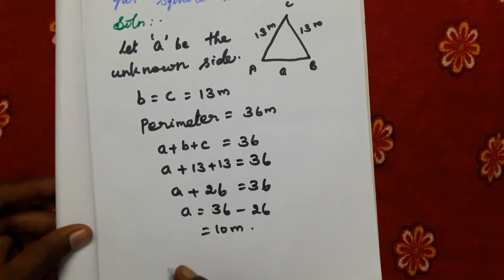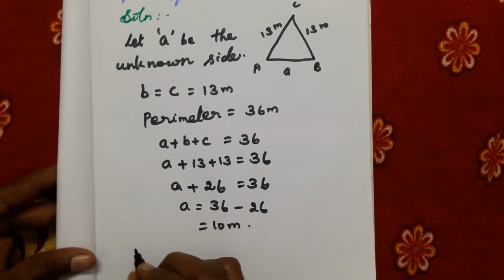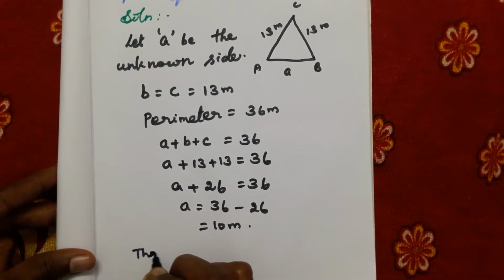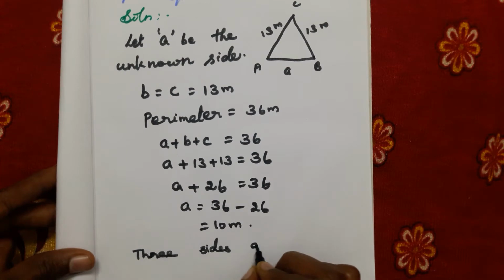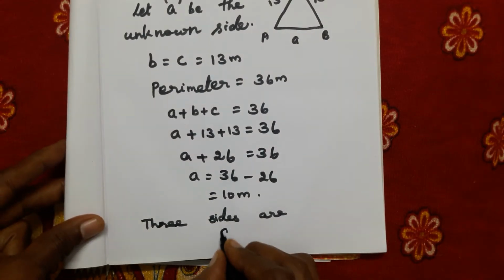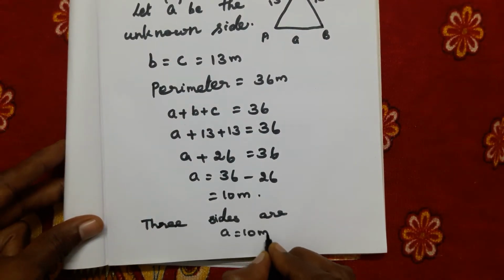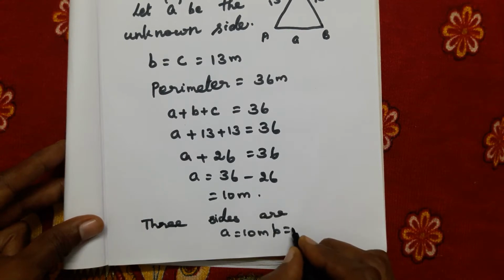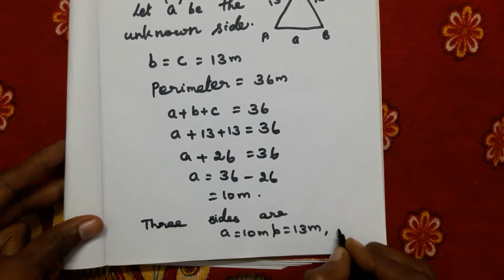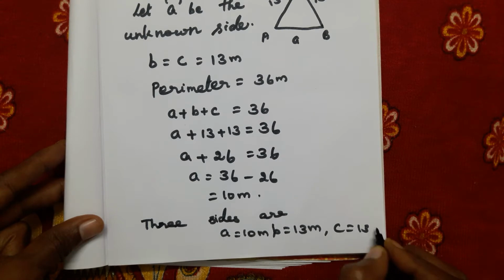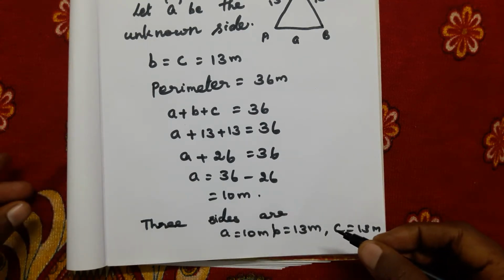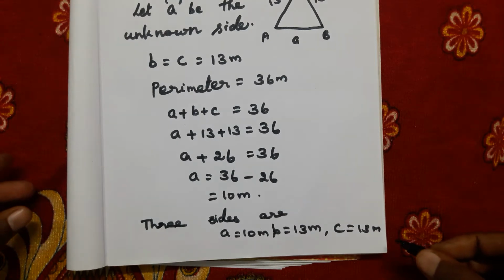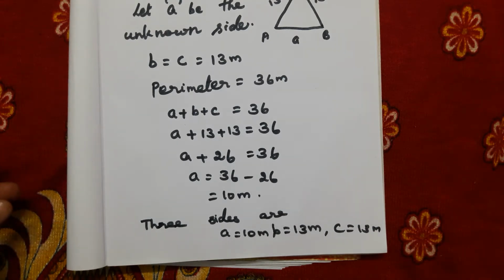Therefore, three sides are A is equal to 10 meter, B is equal to 13 meter, C is equal to 13 meter.